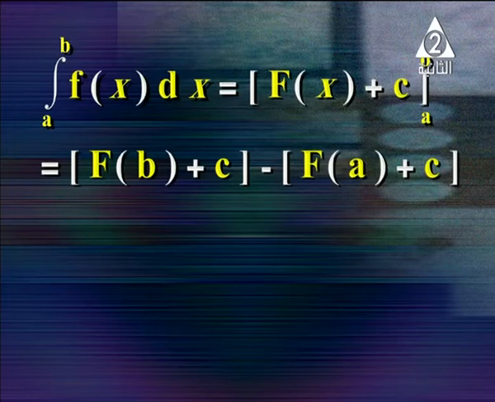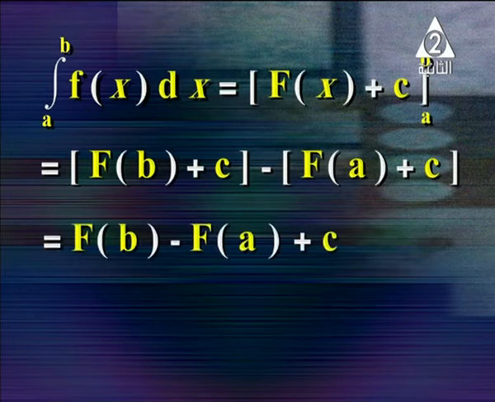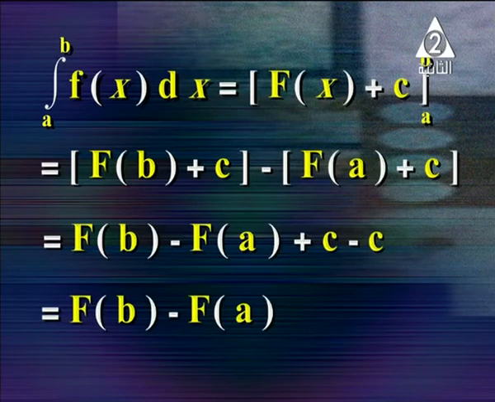Look, by omitting the brackets, c minus c equals 0. Then the integration becomes F of b minus F of a plus c minus c, which equals F of b minus F of a.